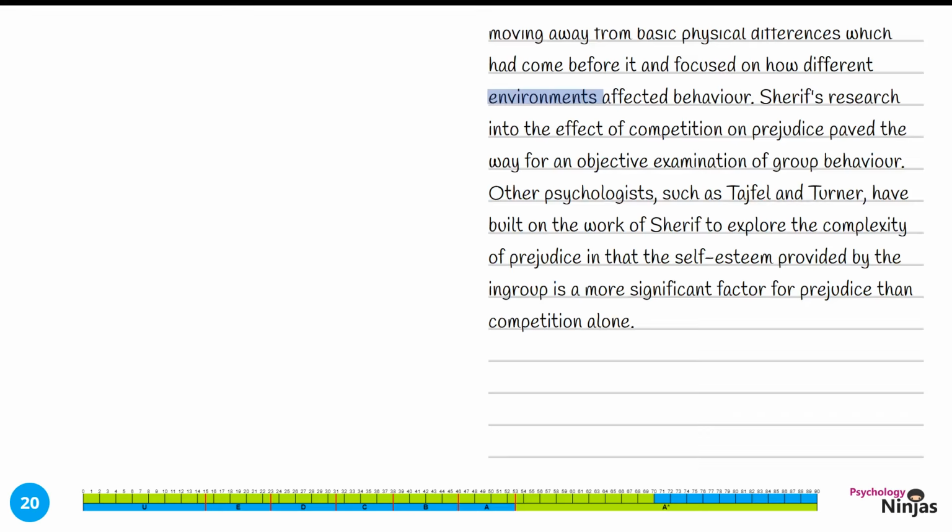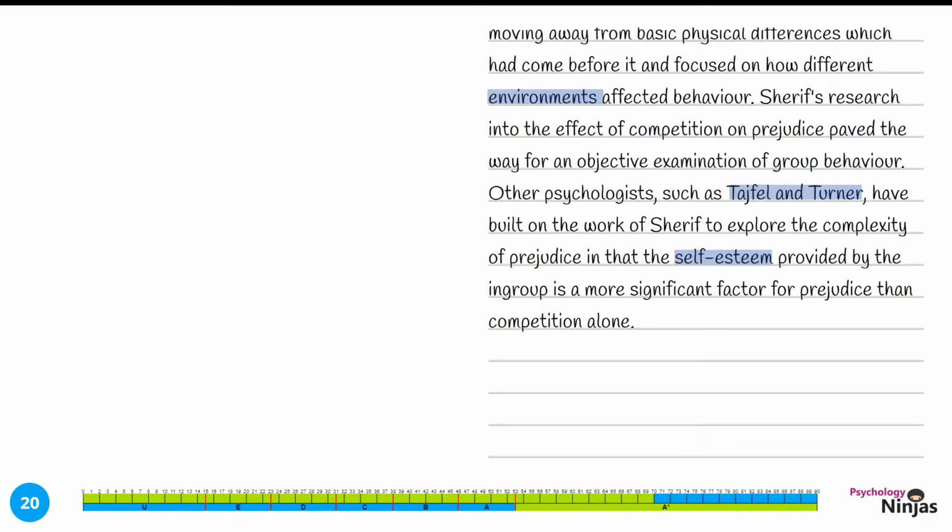Here we've shown how the work of later theorists, in terms of Tajfel and Turner and social identity theory, has built on previous understanding. It's really important here we say why these later theories are better than the earlier ones, and that social identity theory takes into account how self-esteem has an impact on our in-group and why we might experience prejudice even without competition.